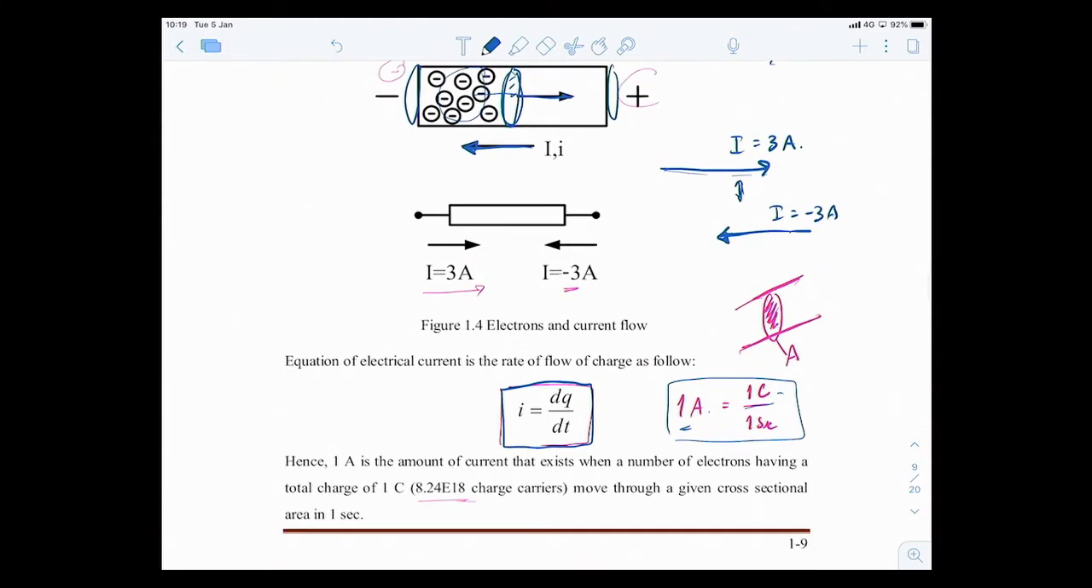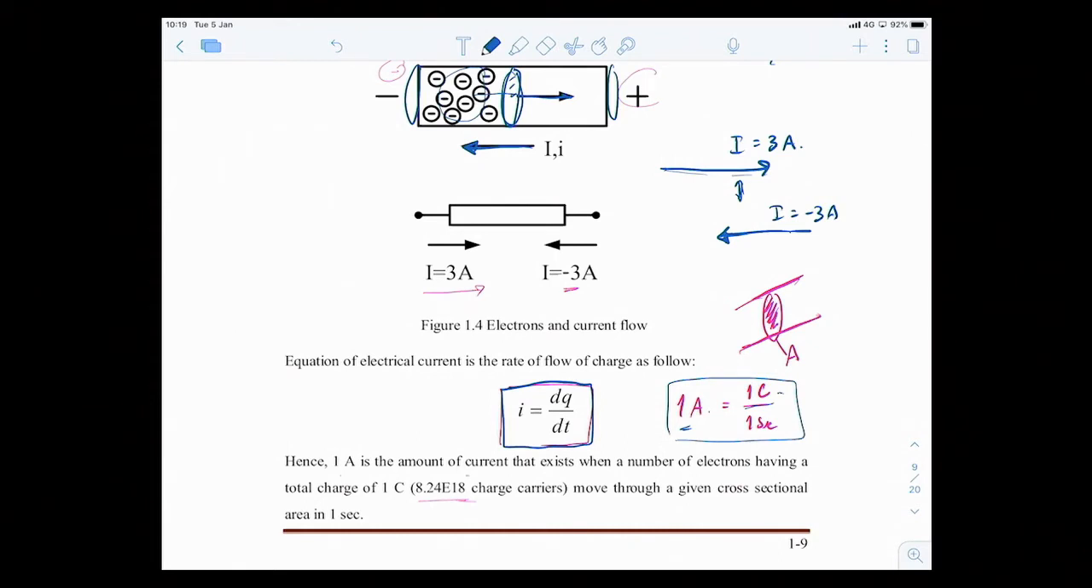Written in a proper form, 1 ampere is the amount of current that exists when a number of electrons having a total charge of 1 coulomb, or about 6.24 times 10 to the 18 charge carriers, move through a given cross-sectional area in 1 second.